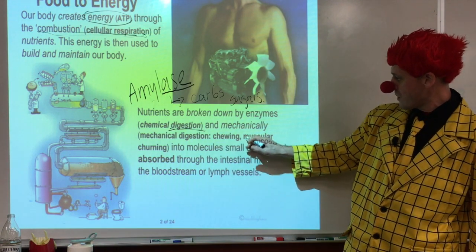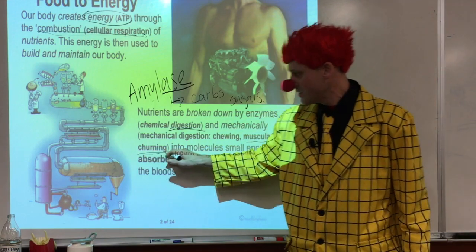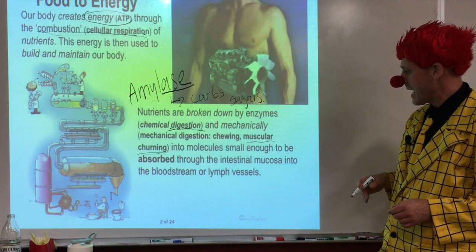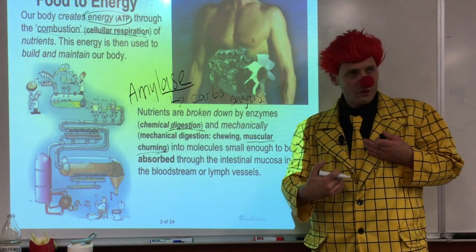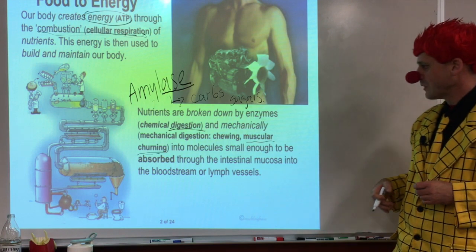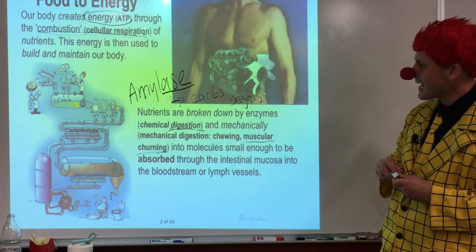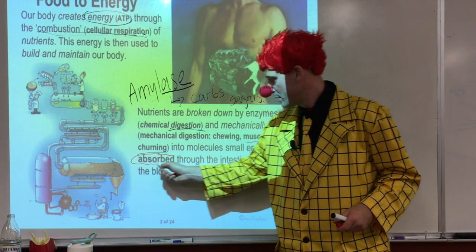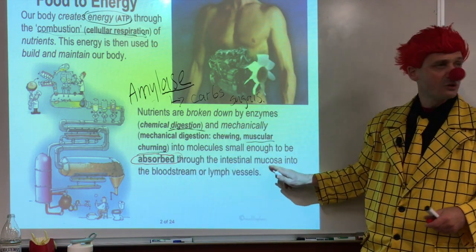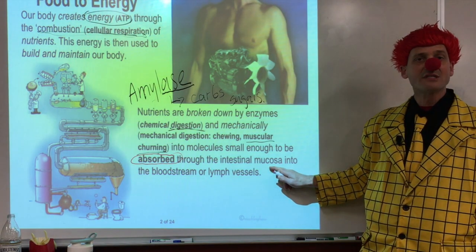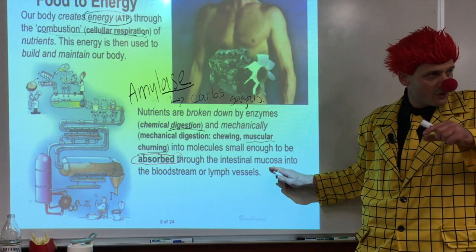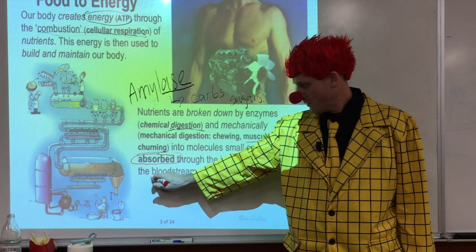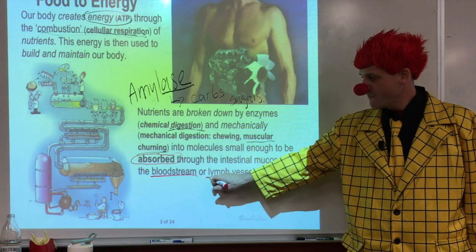Then further down here, what I said is muscular churning. That just means when you have your stomach that turns the food around. That's also breaking it down mechanically. And when the food is pushed forward, it also breaks it down mechanically. And then after the nutrients are digested and they're small enough, then we can absorb them through the intestinal mucosa, which we'll talk about later. That's the wall of the small intestine, the mucosa. And we go into the bloodstream for most things, or to lymph vessels for fats.